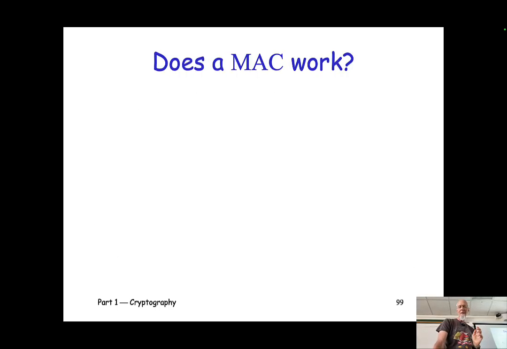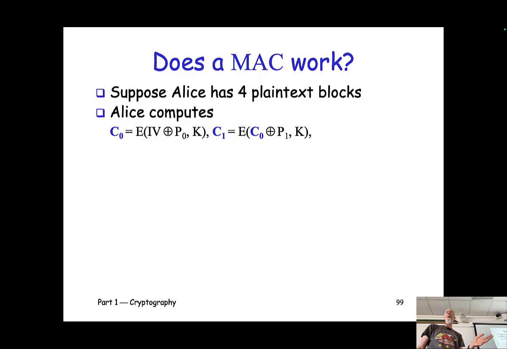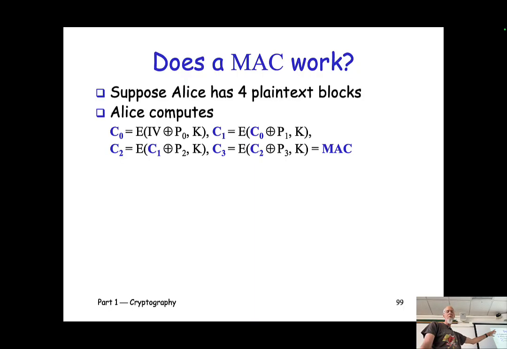All right, so that's the integrity check, but does it work? Okay, that's the process, but does it actually work? Okay, so let's think about this. Let's suppose Alice has 4 plain text blocks here. She generates an IV, right? Alice and Bob share a key. So she goes through that CBC process. So she generates C0, she generates C1, generates C2, C3, and she calls that the MAC.